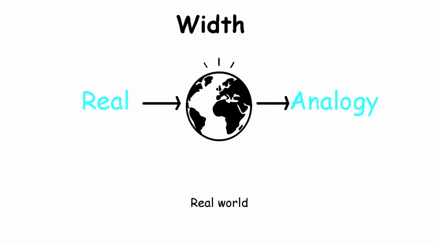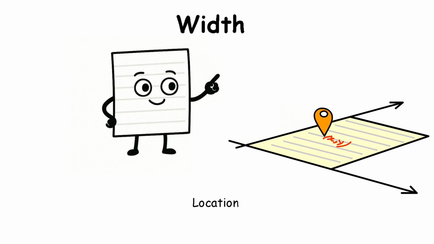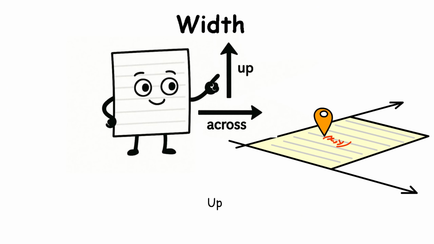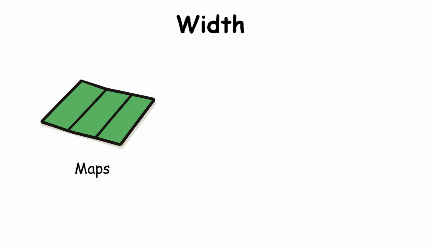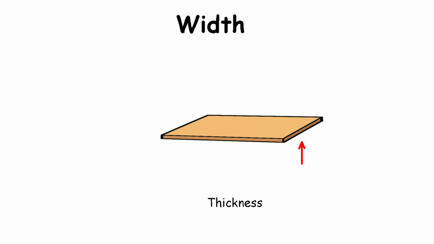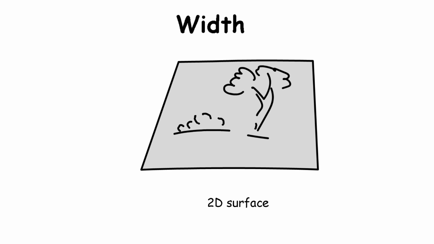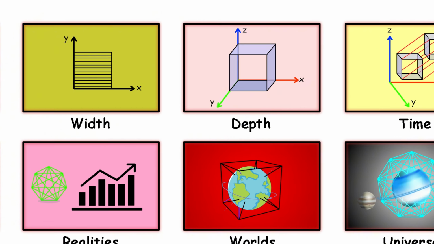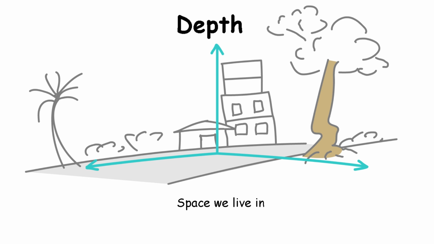For a real-world analogy, think of a sheet of paper. To find a location on the paper, you move across and up. This is 2-dimensional geometry, the kind used in maps, computer screens, and blueprints. While the paper has thickness in real life, when you draw on it, you treat it as flat, a 2D surface.